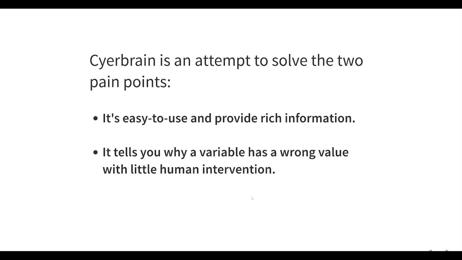So Cyerbrain is an attempt to solve the 2 pain points. It is easy to use, but provides rich information. It tells you why a variable has a wrong value with little human intervention, because you can just see what happened along the way and identify the bug. I have to note that Cyerbrain is still very primitive. Right now, it can only work for a single function, but I do have plans to make it work to trace the entire program, and by that time, it will become more useful.